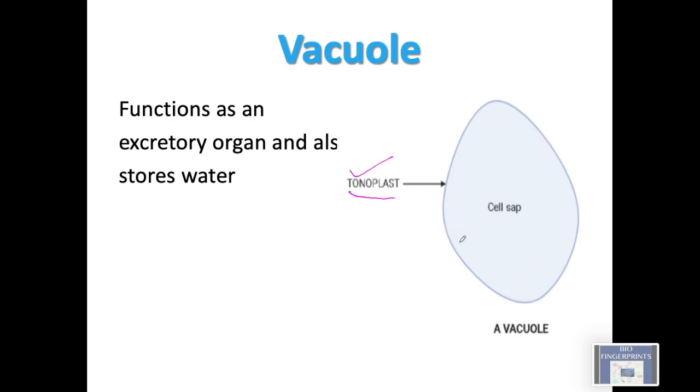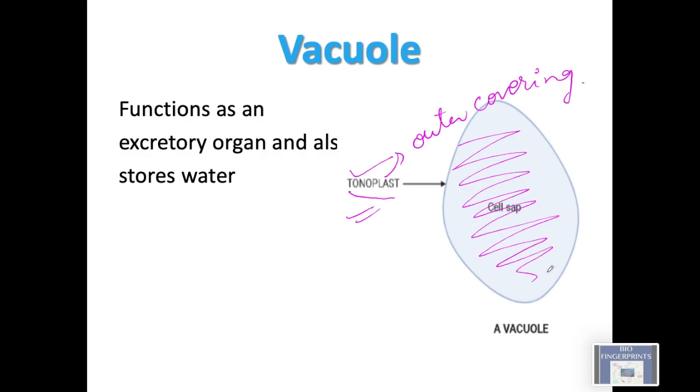Now coming to this layer, tonoplast. The vacuole is covered by an outer covering which is known as tonoplast. And yes, this vacuole is filled with water or sap. So the content of the vacuole is known as cell sap, right? And the presence of water inside a vacuole makes it turgid or in swollen state. We have already discussed this turgidity condition in our previous video, right?